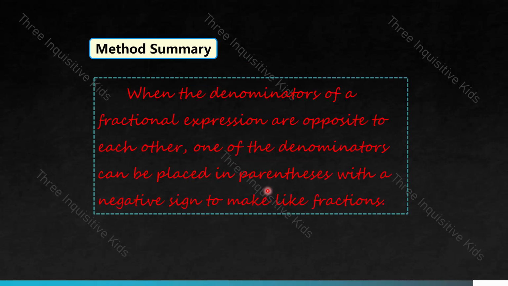Method summary. When the denominators of a fractional expression are opposite to each other, one of the denominators can be placed in parentheses with a negative sign to create like fractions.